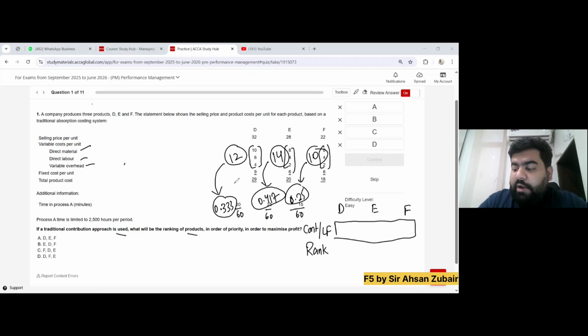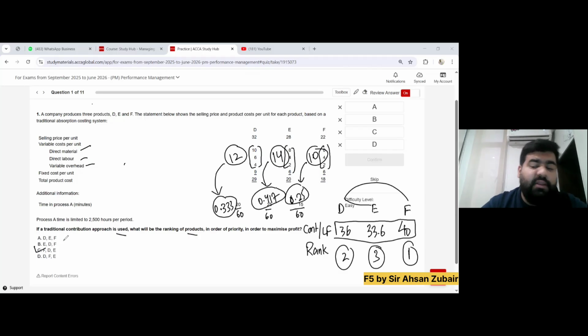So 12 divided by 0.3333 is almost 36, the contribution per limiting factor for D. 14 divided by 0.417 is almost 33.6, and 10 divided by 0.25 is 40. According to this, at first we will make F, then D, and at last E. Third will be E. So it will be F, then D, then E. So the option will be C.